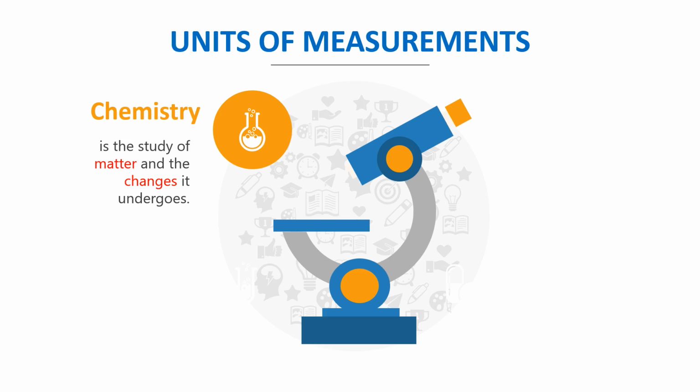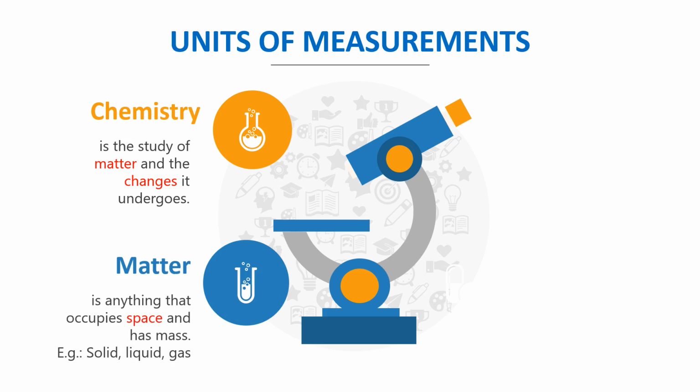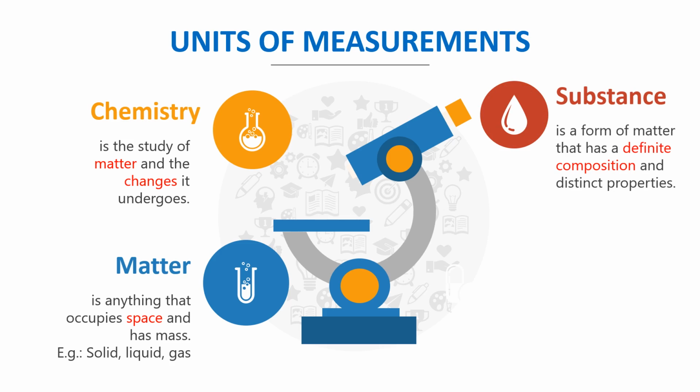What does it mean by matter? Matter is anything that occupies space and has mass. An example here we have solid, liquid, and gas. These are the common matter. And there are also substances. A substance is a form of matter that has a definite composition and distinct properties. This can be an H2O molecule. It can also be methane, CH4.